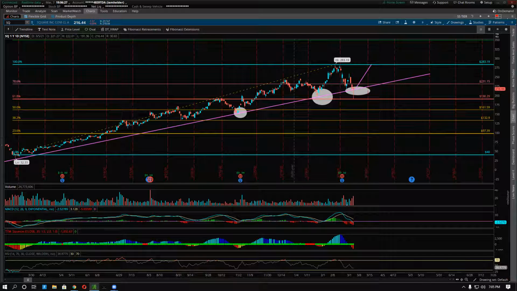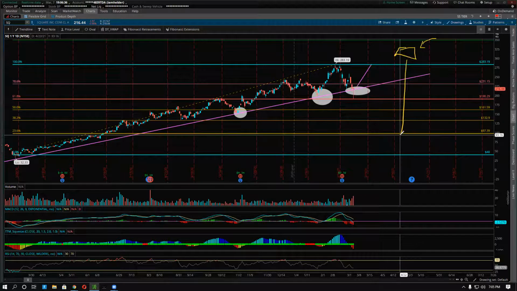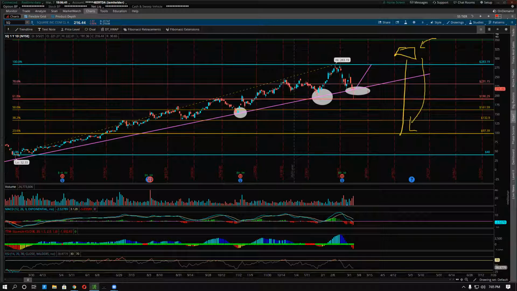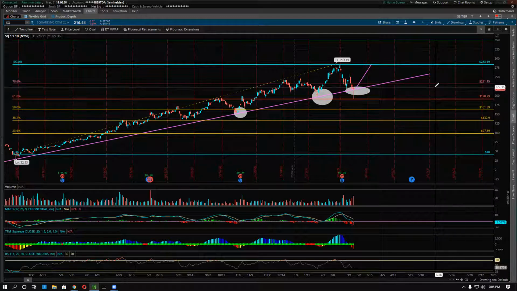So let's draw it again. We opened around here and sellers pushed the price all the way down here, and then buyers stepped back in and pushed it all the way up there. So even though that candle couldn't close green, it's still a very bullish candle, because it's showing that the price does not want to stay anywhere below its closing price. The close was 216.44. So I do expect Square to continue upwards.